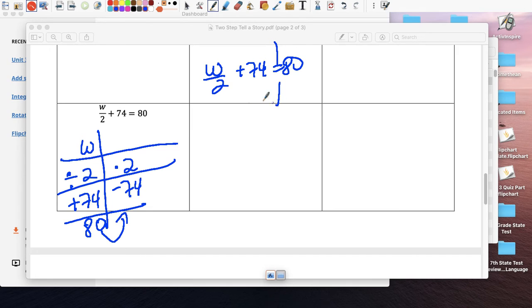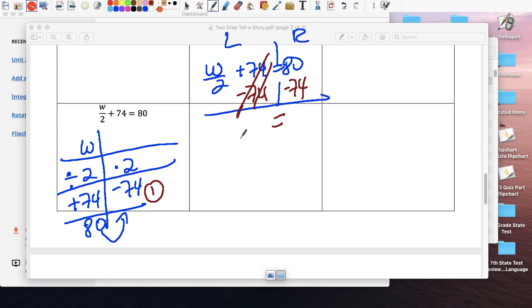So left side, right side, right? Left side of my equal sign, right side of my equal sign. First thing is, number 1, minus 74. So let's do minus 74. And on the other side, minus 74. 74 minus 74 is 0, so that goes away. So I'll get w over 2. And then 80 minus 74 is 6.